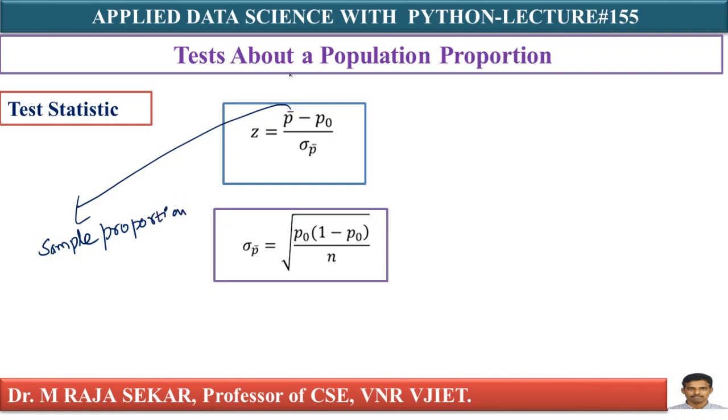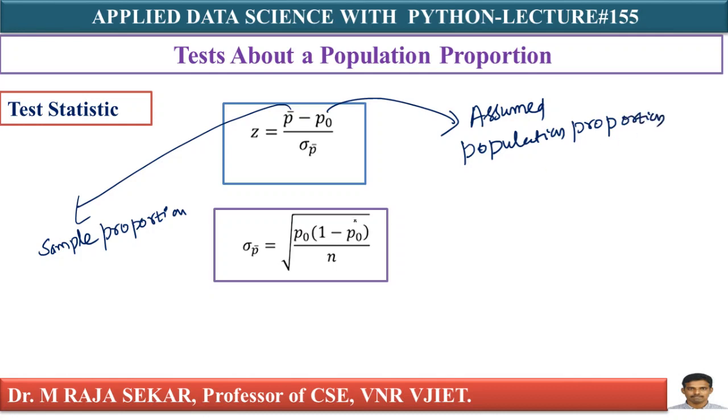P naught is the assumed population proportion. Sometimes people write capital P; here I am writing small p naught. Sigma P bar is the standard error, the standard error for proportion.